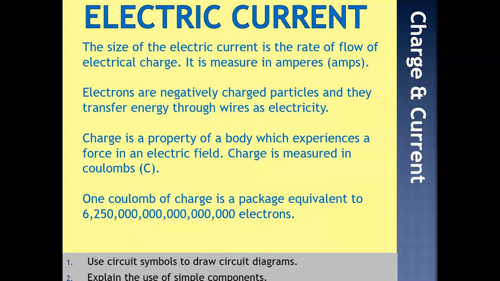So electric current, the size of the electric current, is the rate of flow of electrical charge, so how quickly electrical charge is flowing, and we measure this in amperes. Electrons are negatively charged particles, and they transfer energy through the wires as electricity.